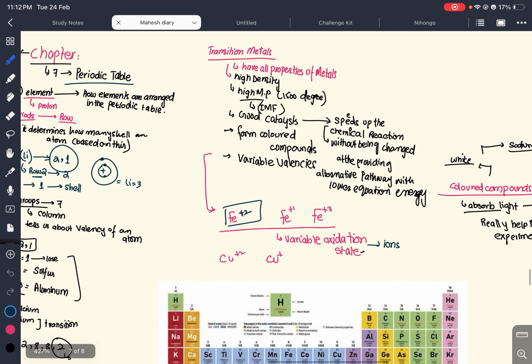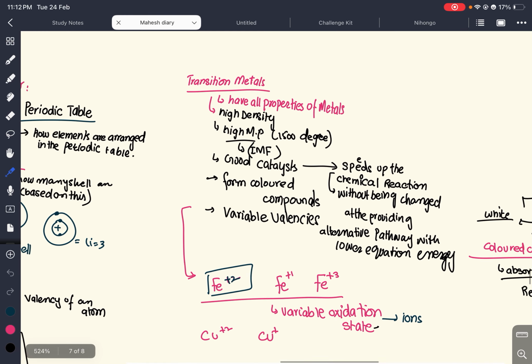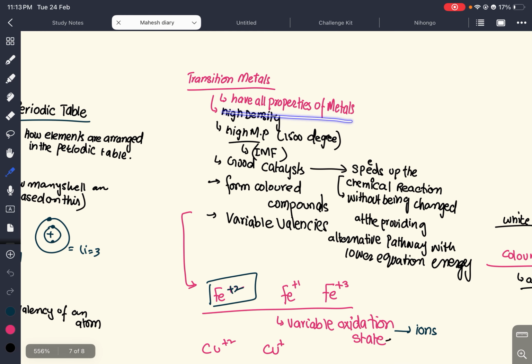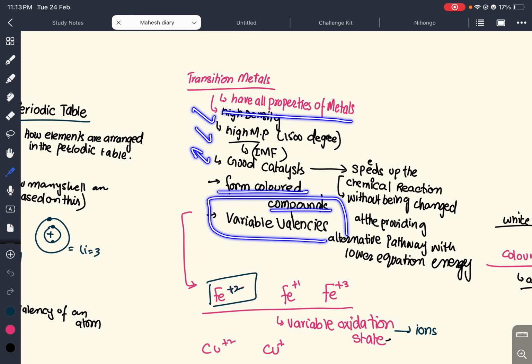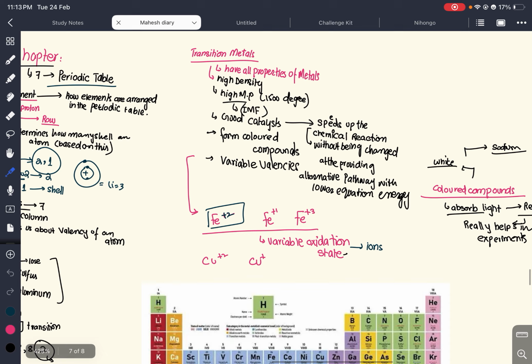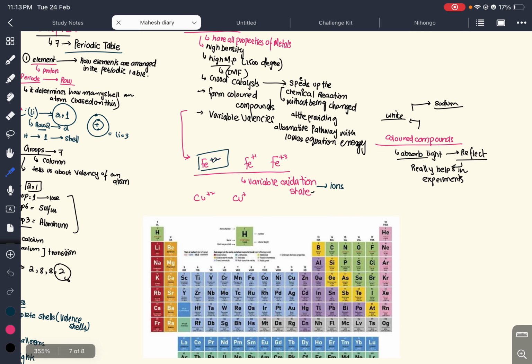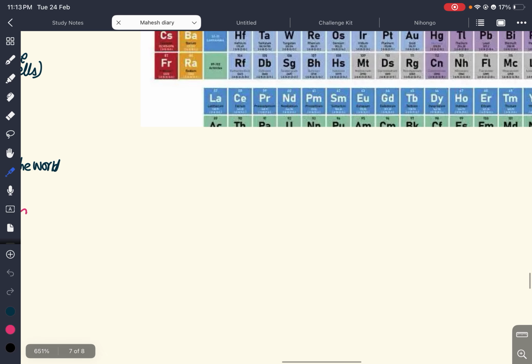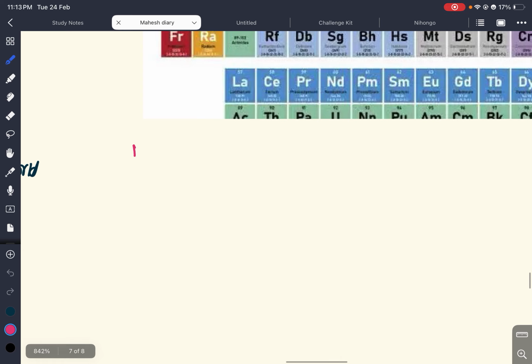If we get a recap of what we have learned so far, transition metals have all the properties of metal. They have high density, high melting point, they're good catalysts, they form colored compounds, and they have variable valencies. These are the most important things that you should know about transition metals. And let's just continue with reactivity and the periodic table today.